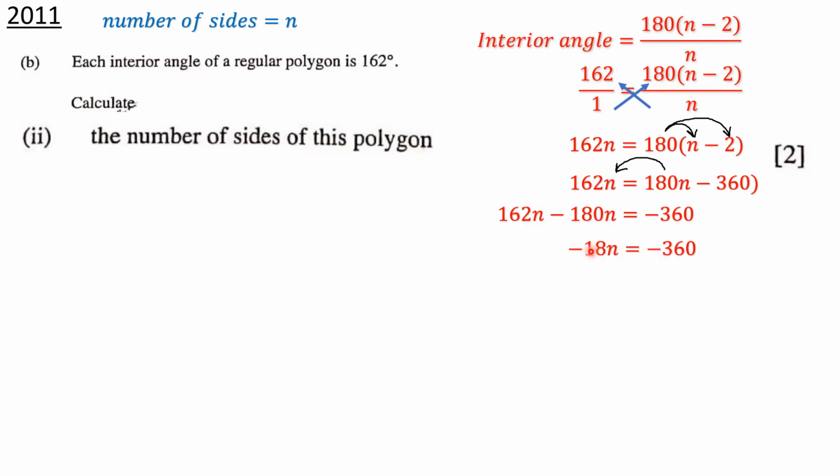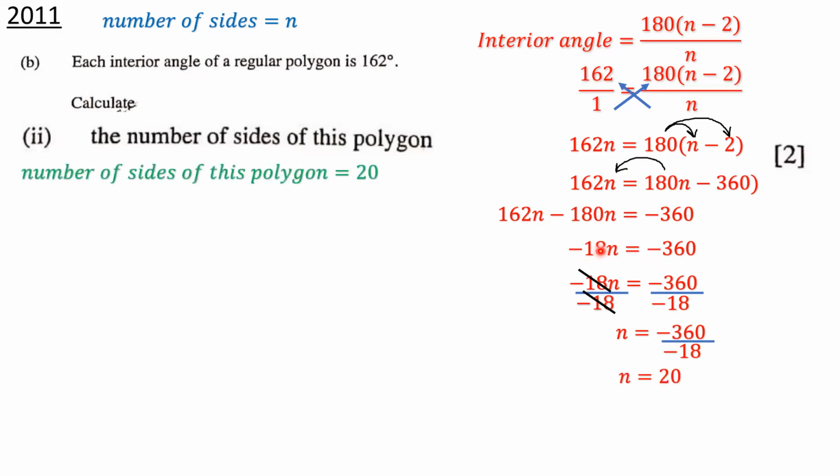Now, we have to solve for n. So if we notice carefully, negative 18 is the only number that's on the side of n, so we need to get rid of it. Let's divide both sides by negative 18. Cancel, cancel. So that means n is going to be equal to negative 360 all over negative 18. And when we do the division, it's going to be equal to 20. So n is going to be equal to 20.